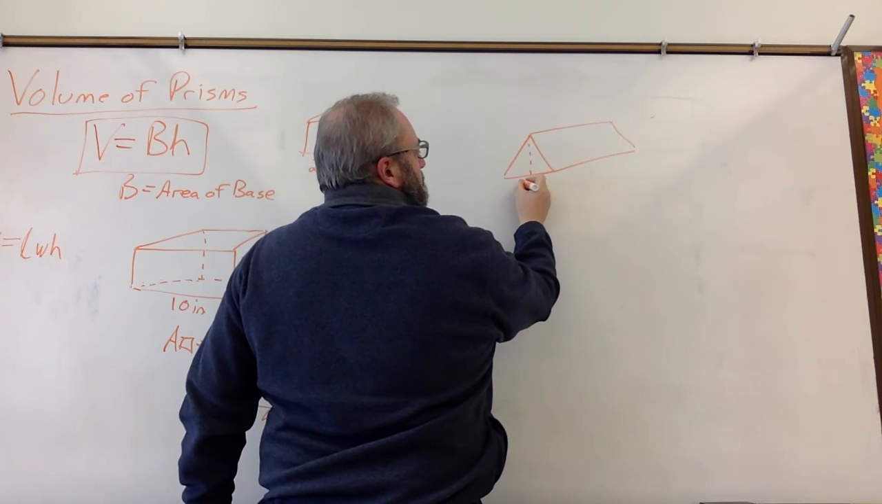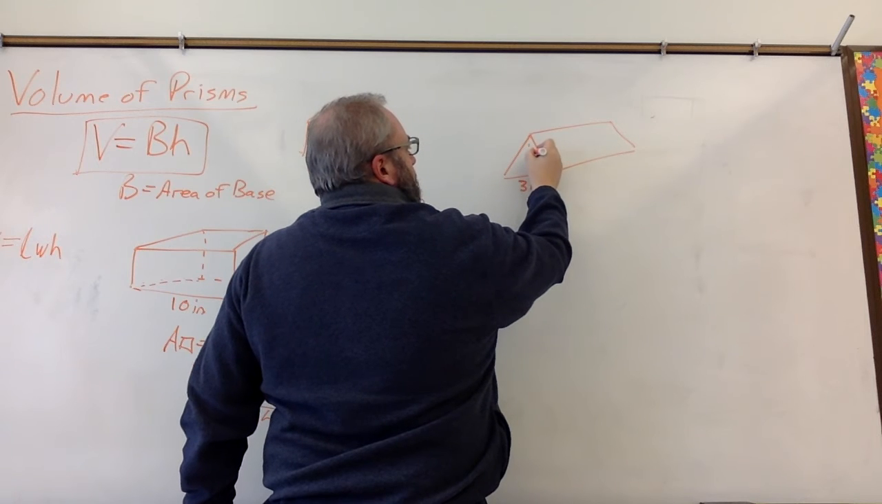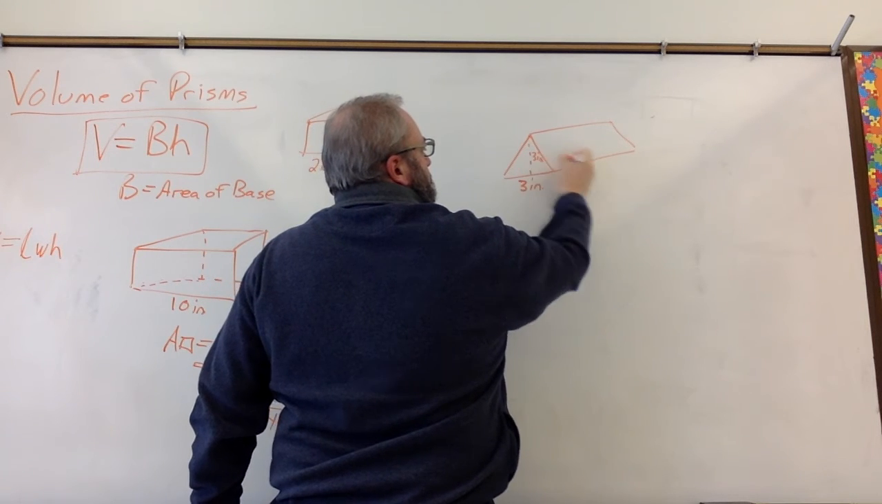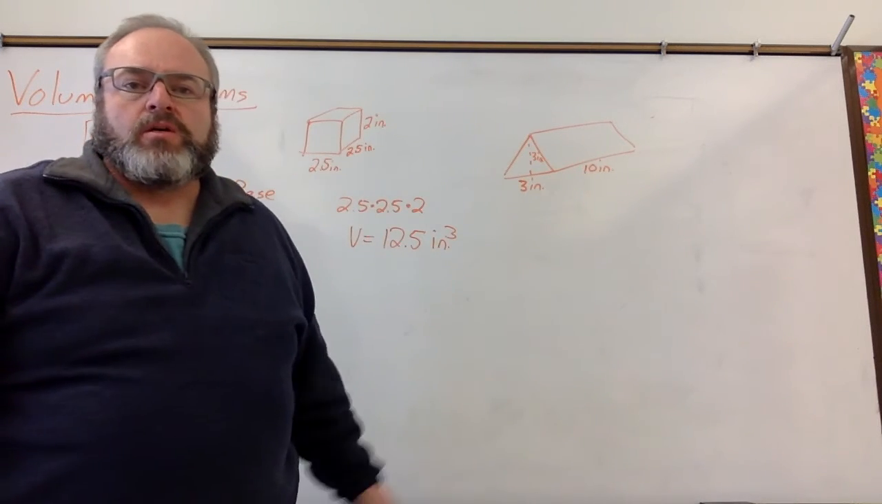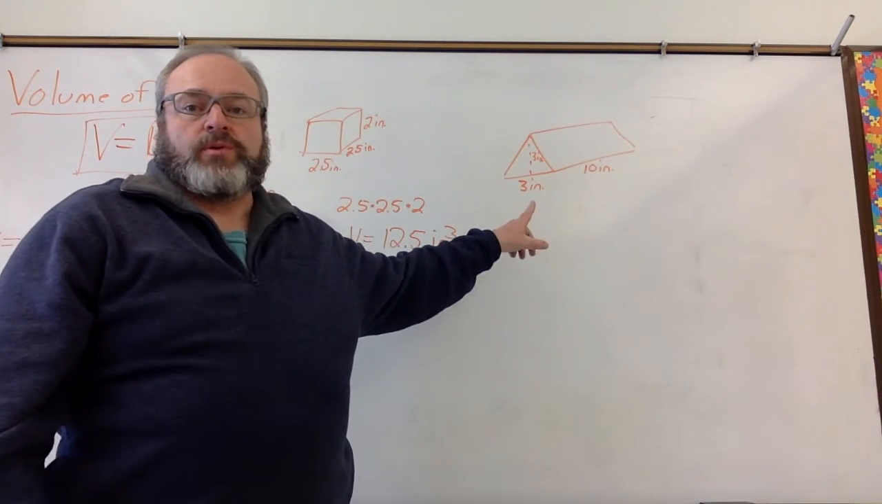So let's put some numbers here. Let's say that this is 3 inches this way. Let's say the height is also 3 inches and a length of 10 inches. So the first thing we need to do is the area of the base. So the base is a triangle. So how do we find the area of a triangle?